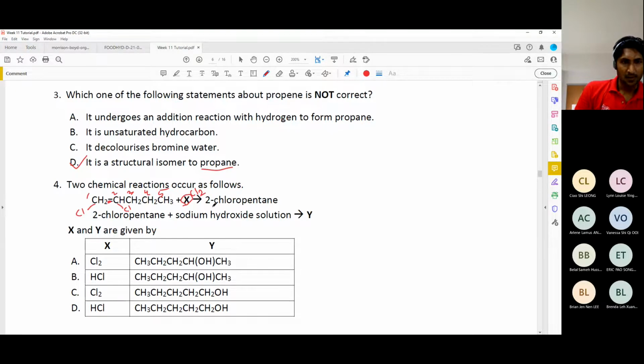And then the compound, the product from this reaction, reacted with sodium hydroxide solution. So sodium hydroxide solution, what will it produce? It will produce alcohol, sodium hydroxide, OH, right? OH will produce alcohol from this molecule. But the question is, where will this hydroxide go?